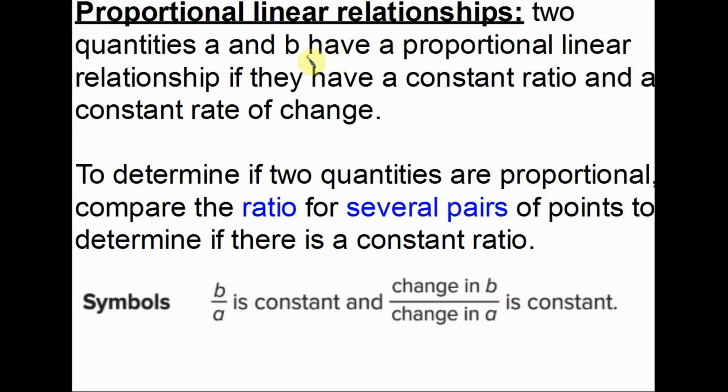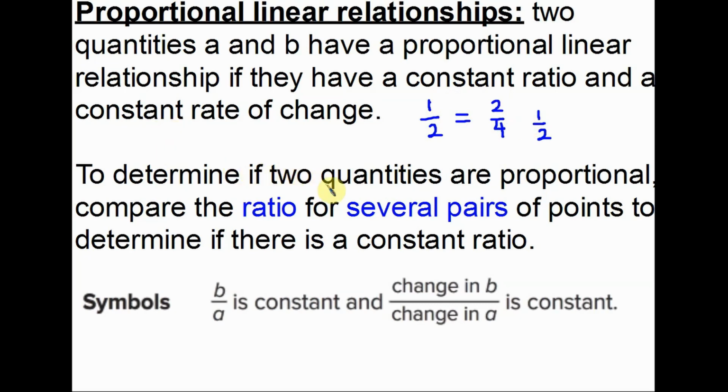The third vocab that we're going to look into is proportional linear relationship. Let's say you have quantities A and B. Two quantities A and B have a proportional linear relationship if they have a constant ratio and a constant rate of change. Let's say you found 1/2, and the other ratio happened to be 2/4. Right now it might look different, but if you simplify 2/4 by dividing by 2, you will still get 1/2. So make sure that you simplify your fractions as much as you can, and then you can compare.